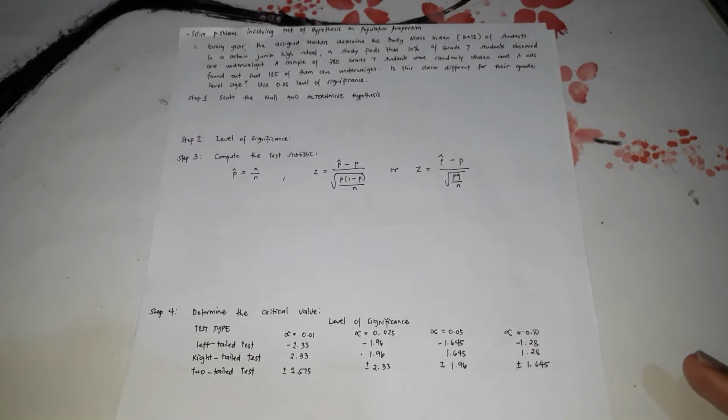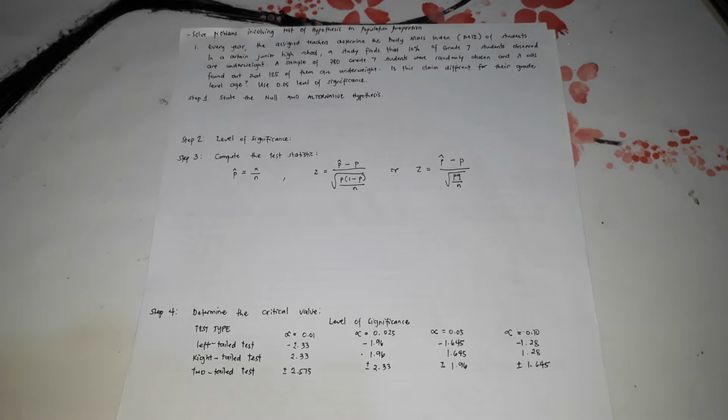Now we're going to solve problems involving test of hypothesis on population proportion. Number one: every year the assigned teachers determine the body mass index, or BMI, of students in a certain junior high school. A study finds that 10% of grade 7 students observed are underweight. A sample of 780 grade 7 students were randomly chosen, and it was found out that 125 of them are underweight. Is this claim different from their grade level age? Use 0.05 level of significance.